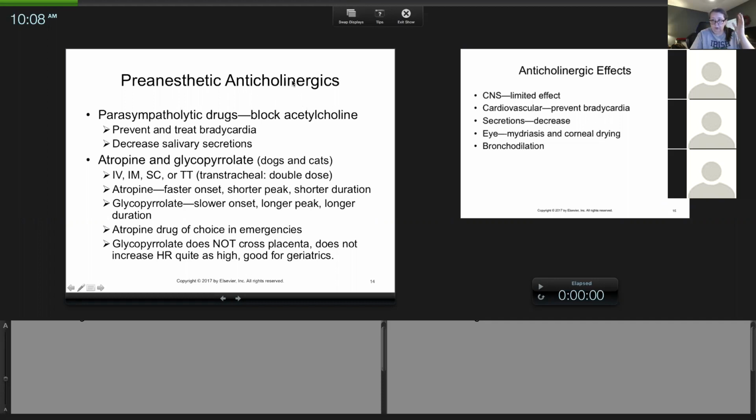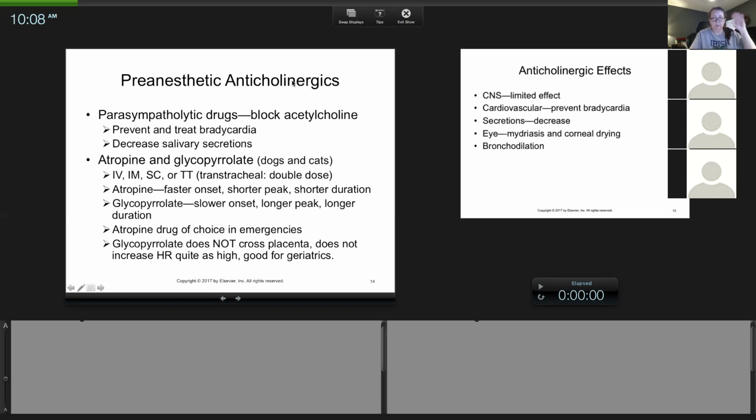Anti-chol. Are you seeing the connection? So the main reason we give these drugs that you need to know is we're either going to prevent or treat bradycardia, and we want to decrease salivary secretions, because different anesthetics will cause an increase in salivation. That's one of the things that happens in the parasympathetic system: we get an increase in saliva. At times we don't want that saliva. Excess saliva can interfere with intubation, it can clog up the endotracheal tube, and on recovery it can cause issues.